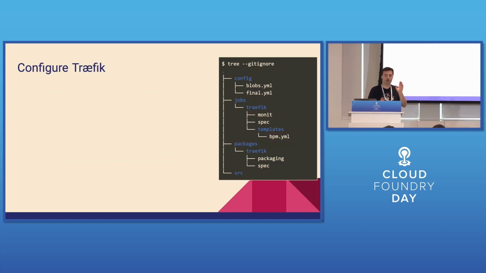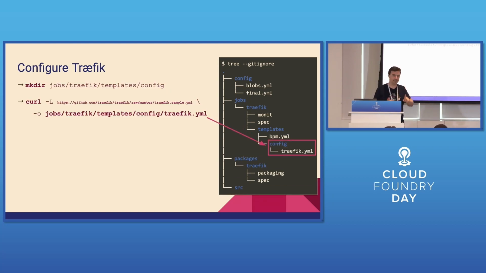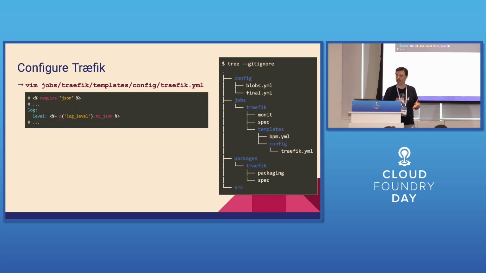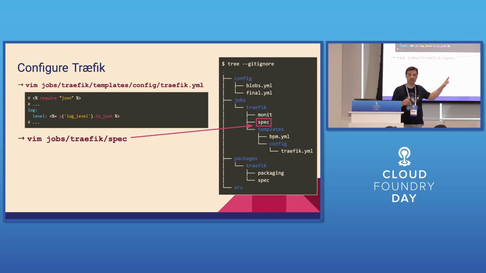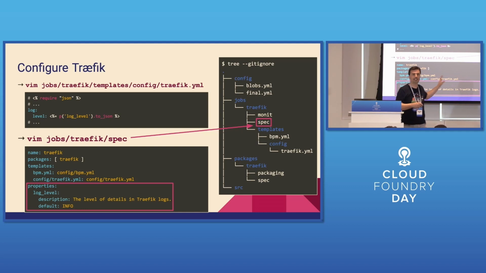One minute. So let's continue. We configure traffic, we create the directory, we bring some sample config, and we edit it. I'm not providing the whole content of the config file, but just to say we add one property, one example, log level, the log level of this daemon. And with this log level being injected as an ERB property into the template, we go back to the spec of the job, and we have this content, and we edit it to declare this very log level property. Right, and we have a description and a default value.